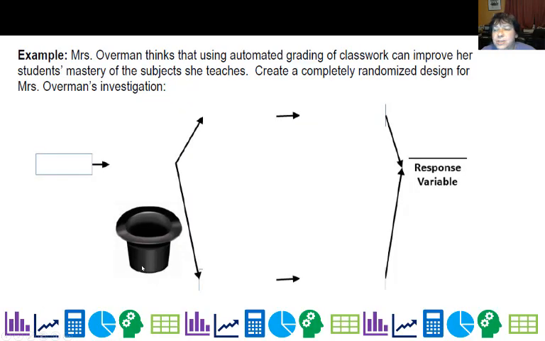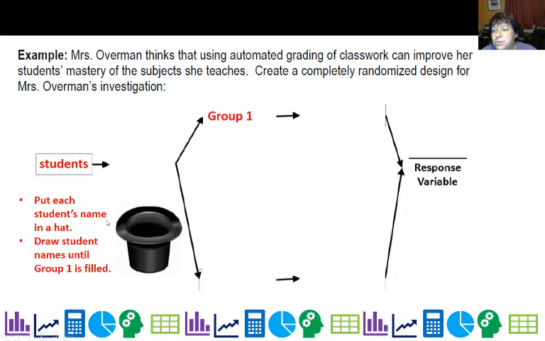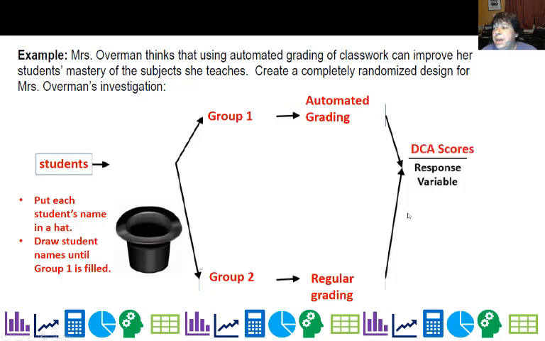Now, last but not least on this part of the notes, I did an experiment to compare automated grading to grading by hand for classwork and to see if it could improve my students' mastery. So how could we create a completely randomized design? Well, I would take my students' names, put them in a hat, split them between group 1 and group 2. So I would draw students until group 1 is filled and the rest go to group 2. And I do automated grading on group 1, regular grading on group 2, and use their DCA scores as a response variable. So this was for my geometry group that I compared scores on.